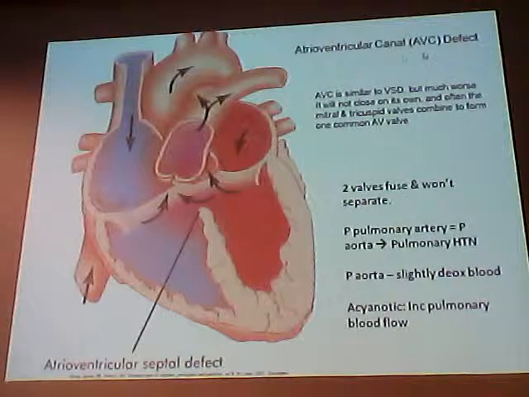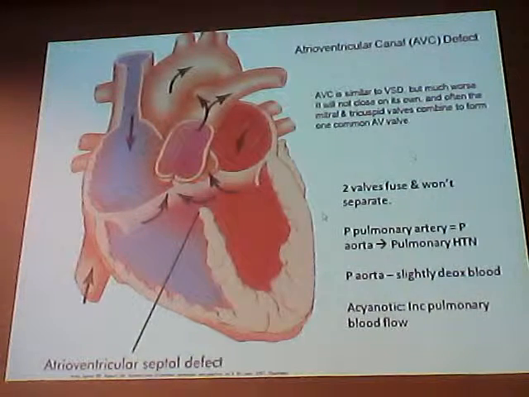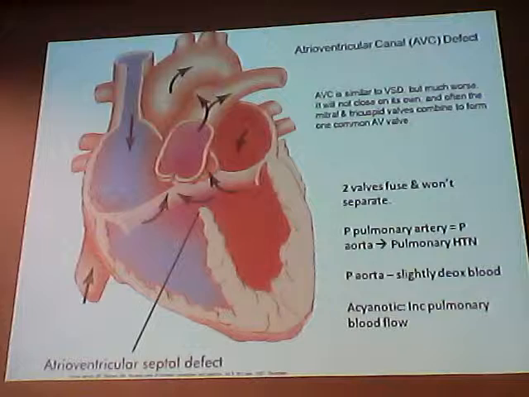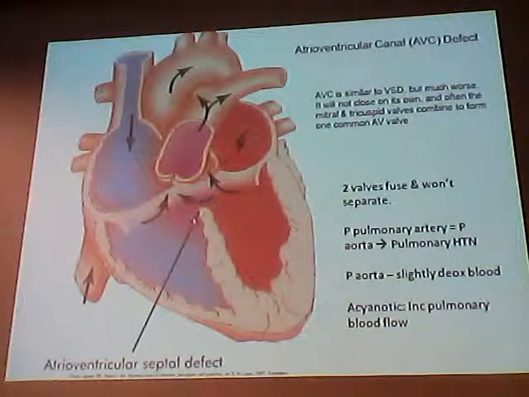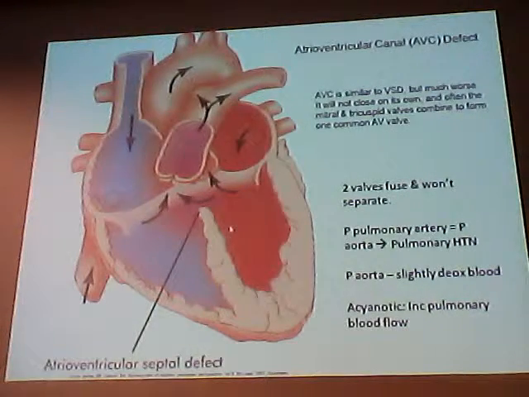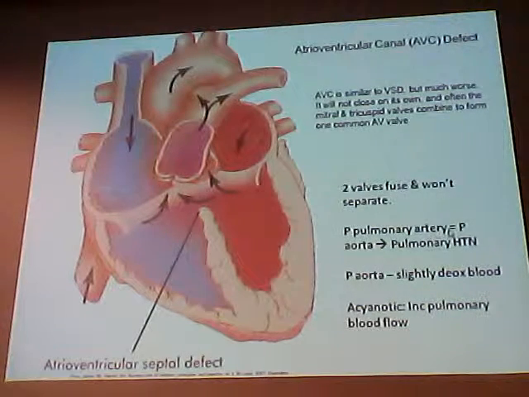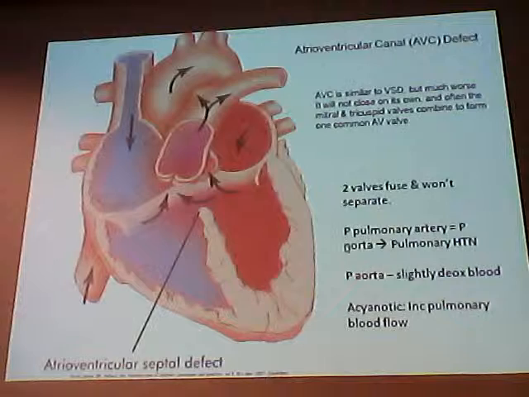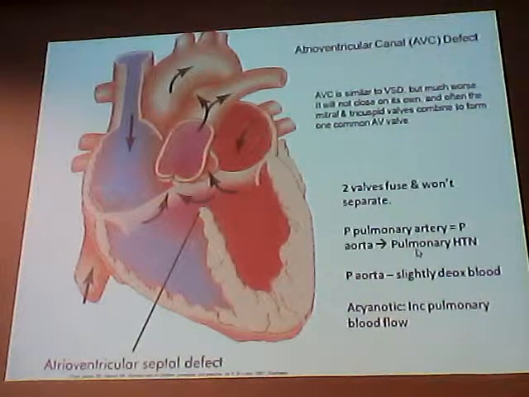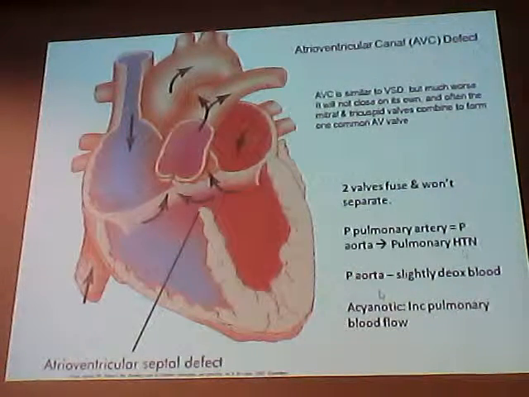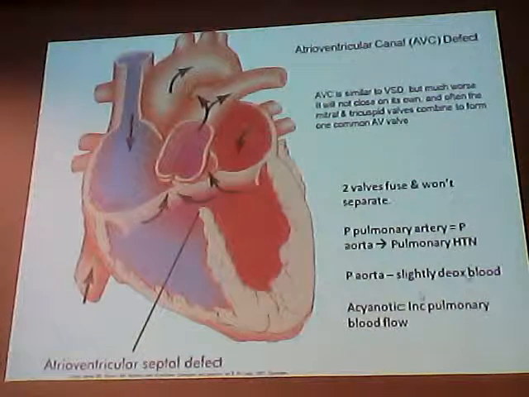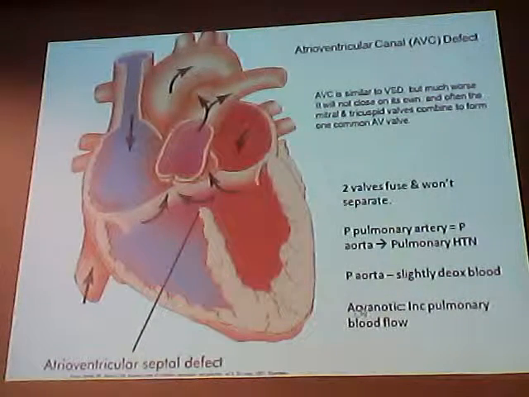You can have this thing called an atrioventricular canal defect. So two valves fuse and they won't separate, and the problem with that is the pulmonary arterial pressure will equal the pressure of the aorta, and that causes hypertension, and you get slight mixing of the blood but not enough to make you cyanotic.